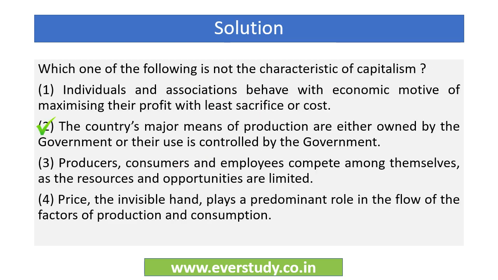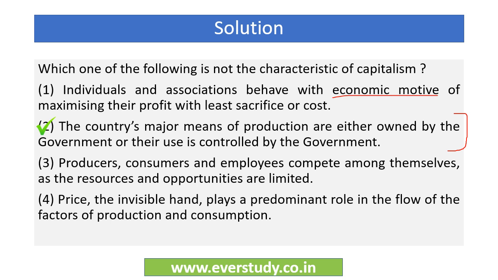So now friends, we have learned a lot about this concept of capitalism. Let's try to answer this question now. The first statement: individuals and associations behave with economic motive. This one is true, because in capitalism we are mainly concerned with economic motive, or making profits. Next, the country's major means of production are either owned by the government or controlled by the government. This one is going to be incorrect, because in capitalism the major means of production are owned by the private class.